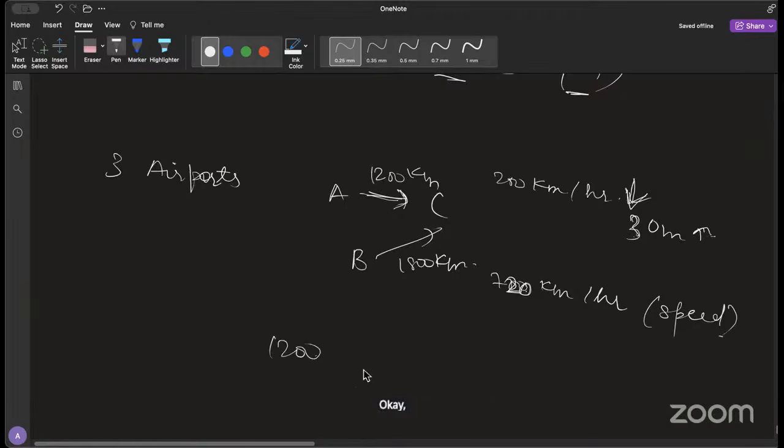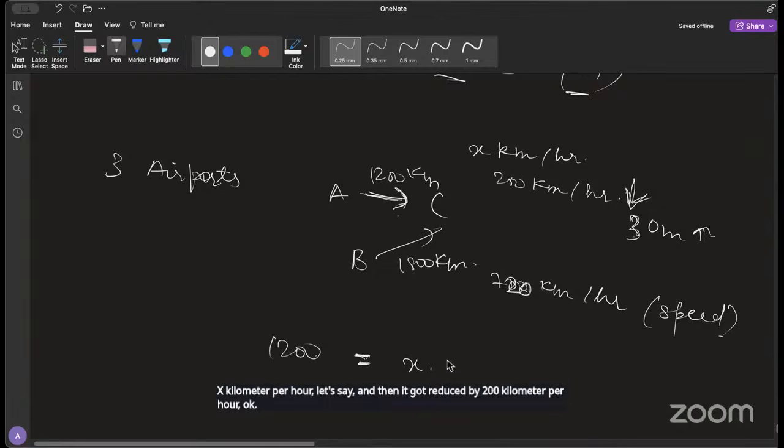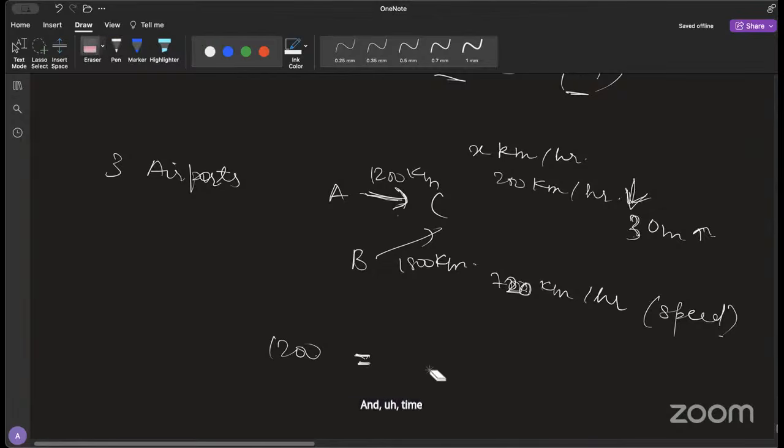Okay, this is 1200 kilometers. Then the speed is given to be reduced by 200 kilometers. Why is this? Can you repeat the route from A to C? Why did this get reduced? Due to bad weather, the flight slowed down. So the average speed was reduced by 200 kilometers per hour. Okay, so initially it was X kilometers per hour, let's say, and then it got reduced by 200 kilometers per hour. And the time increased by 30 minutes. Okay.